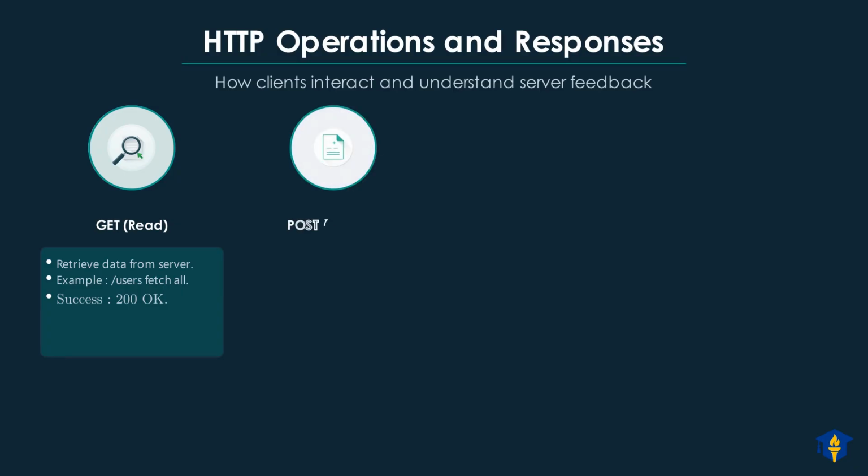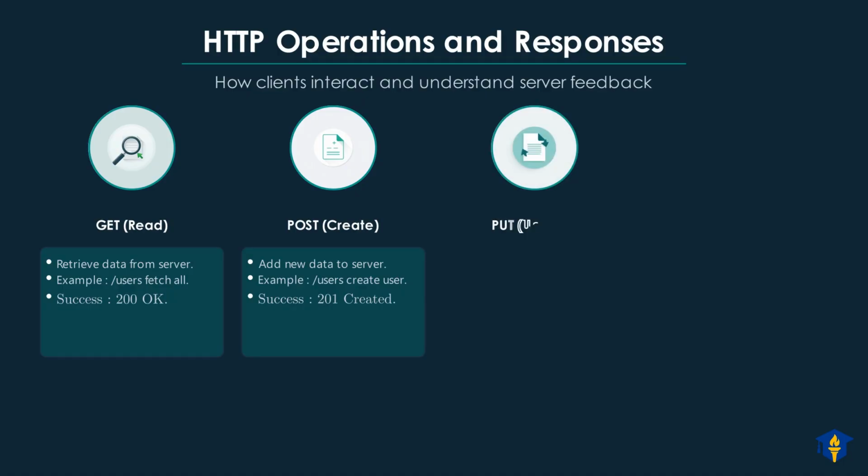The POST method is used to create new data or submit information to the server. It's typically used when you want to add a new resource to the collection on the server. For example, a POST request to /users would create a new user entry on the server. A 201 Created status confirms that a new resource has been successfully created on the server.